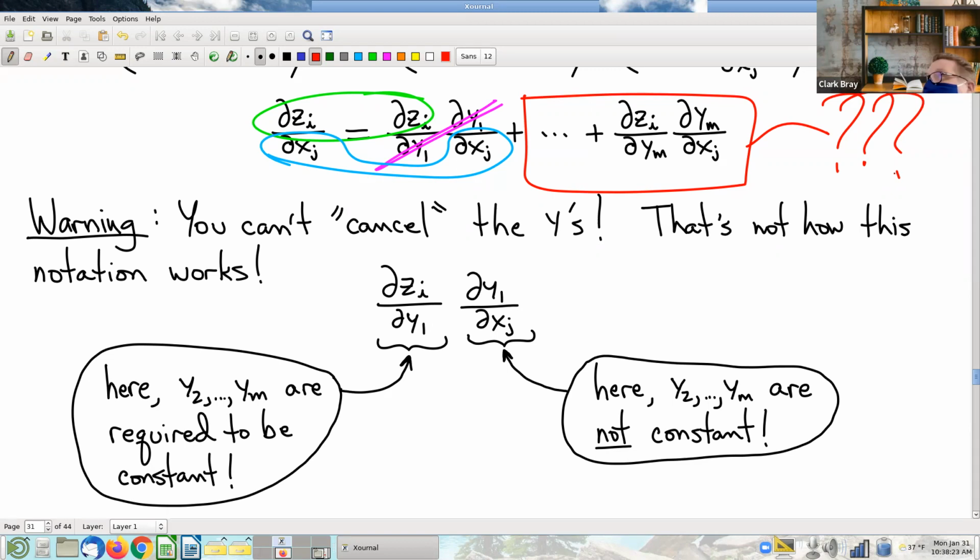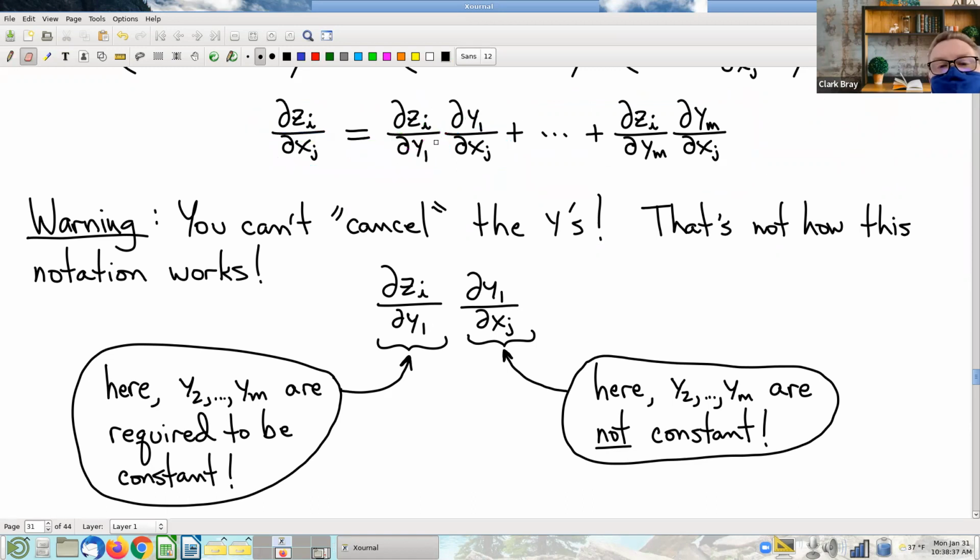This is concerning to a lot of students who say, well, why can't you? We've been canceling terms from numerators and denominators of fractions forever. This is part of why I like to remind students these aren't really actually fractions, because saying this is a fraction suggests that it is a well-defined thing by itself, and it's not. That's really the point here.